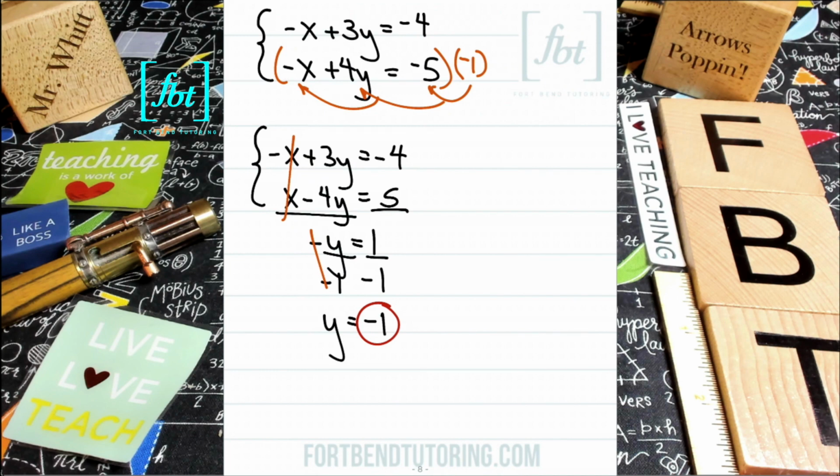Using one of the equations at the top of the page here, we can also solve for x. So let's do just that. Using the first equation, you can have -x plus 3 times -1 equals -4. So what I did was I took our first equation at the top of our page here, the -x plus 3y equals -4, and I replaced that y with our result of -1. Simplifying, you'll have -x minus 3 equals -4.